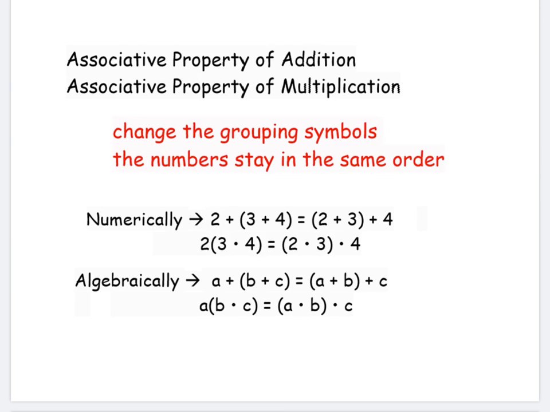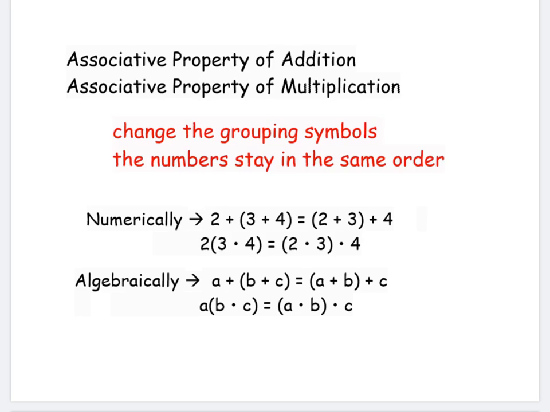The next property is the associative property. This also works only for addition and multiplication. The associative property tells you that the group of numbers you do first can change, but the order of the numbers stays the same. So basically all that changes is your grouping symbols. If you look at the example for the first one, the addition, it says 2 plus 3 plus 4 equals 2 plus 3 plus 4. The numbers are still in the same spot. The only thing that changes is the location of the parentheses.